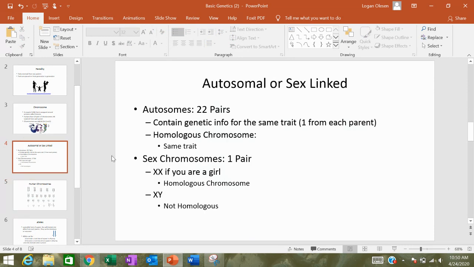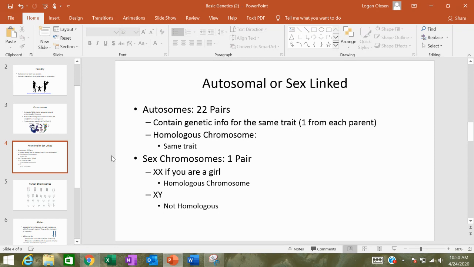Now, there's two things we need to talk about: autosomal and sex-linked. Sex-linked genes, or sex-linked traits, are going to come up later this week. For now, just for the beginning part, we're going to talk about autosomal only. In your 23 pairs of chromosomes, 22 of those pairs are autosomal. Only one pair is sex-linked, and you can be either XX or XY. XX is for girl, XY is for boy.